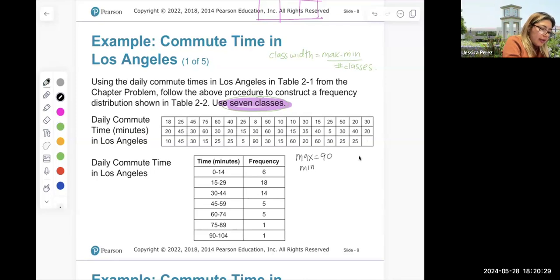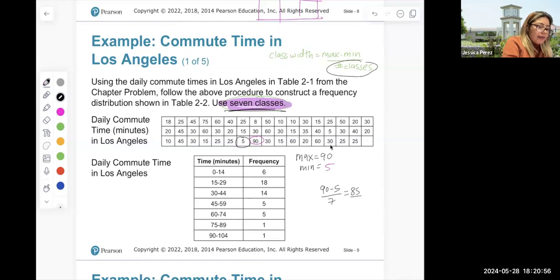The minimum value is, I see a 5. Is there something less than 5? So I saw that the greatest one was a 90. I see a 5. Is there any value less than 5? I don't think so. 5 is the lowest. Okay, the minimum value is 5. And we know that the number of classes that they want is 7. So what we're going to do is 90 minus 5 divided by 7.